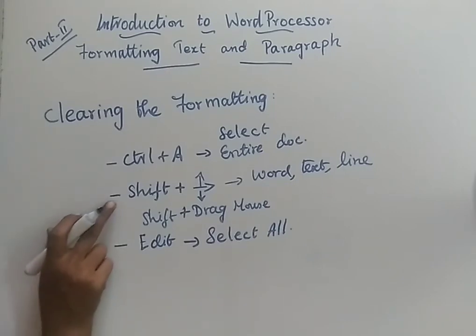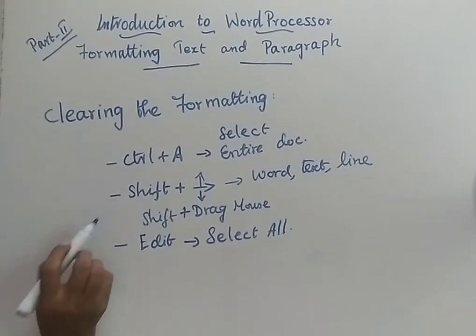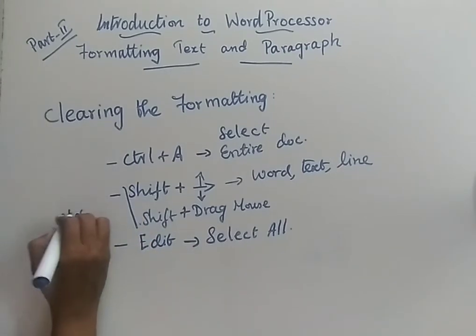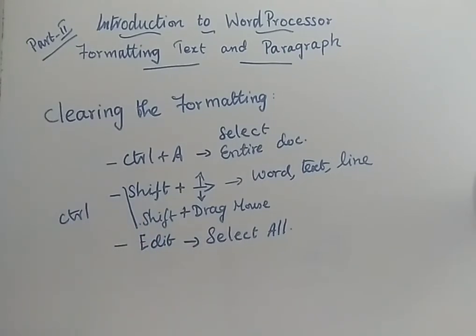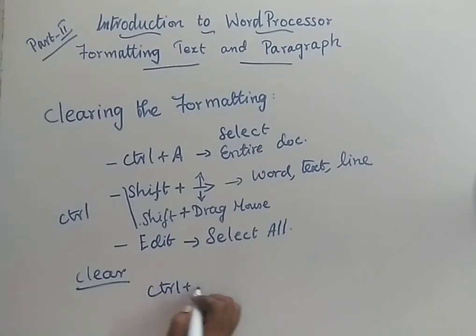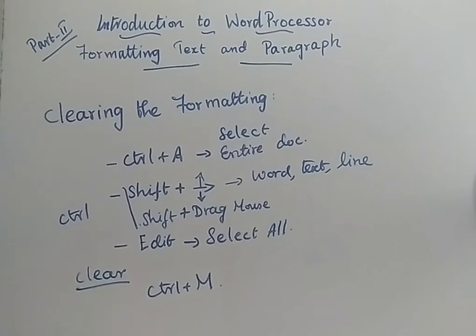You people already know that for a continuous selection you will be using shift. For a non-continuous selection, you will be using Control instead of shift. Clear with this one? So after this, what are you people going to do? You are going to clear each and everything. For that, you are going to press Control plus M.